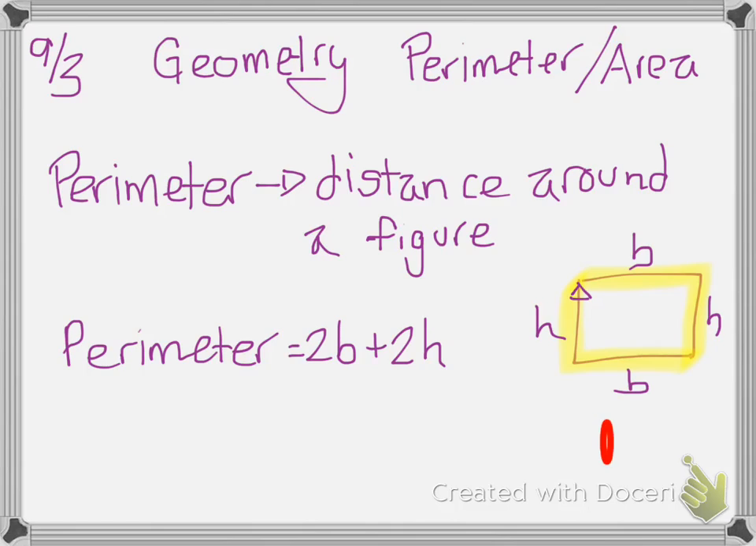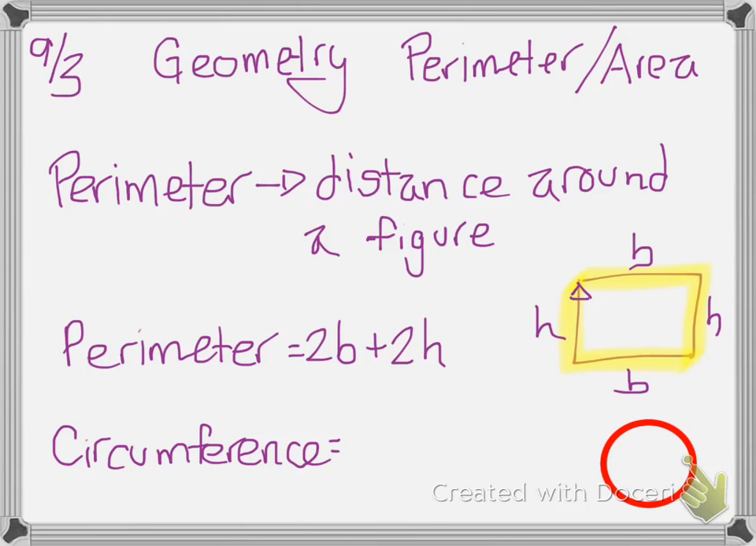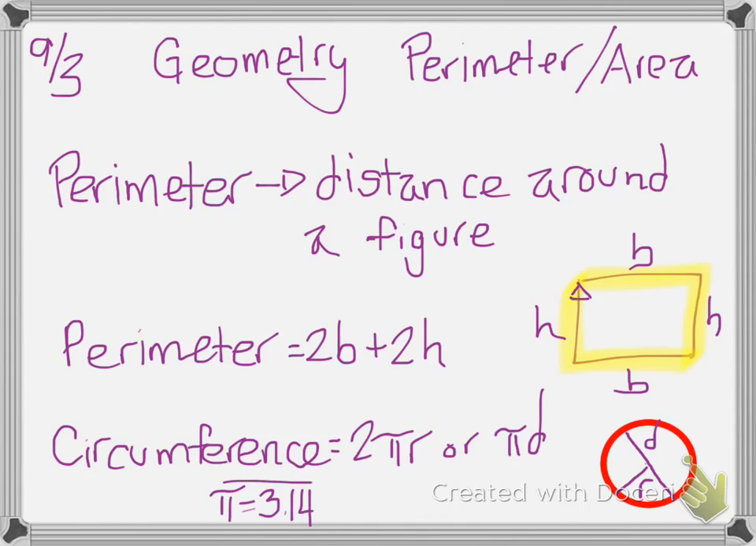Now you may end up with another type of object such as a circle, and the perimeter of a circle has a special name. That's called circumference. And the formula for the circumference of a circle is 2 times pi times the radius, or pi times the diameter. I want to remind you that diameter is all the way across. Radius is just from the center of a circle to an outer edge. And pi is 3.14. That's an estimate of pi. Sometimes you'll see 22/7 as a fractional.